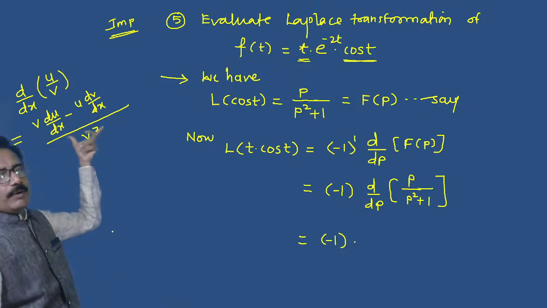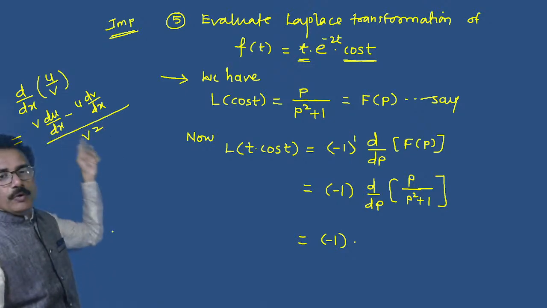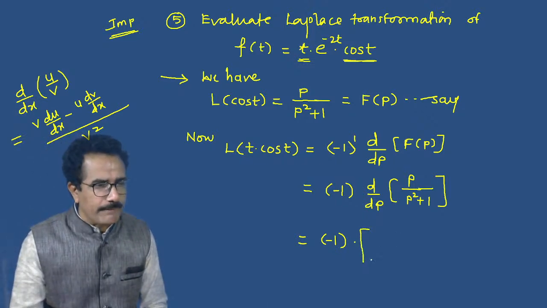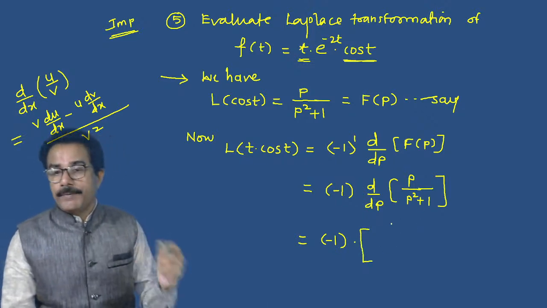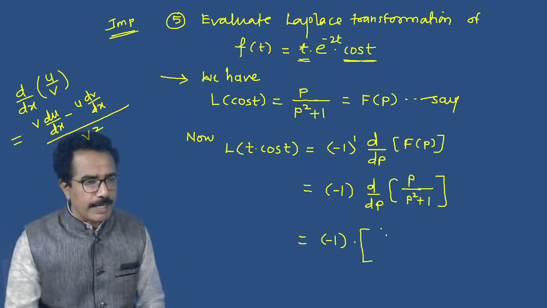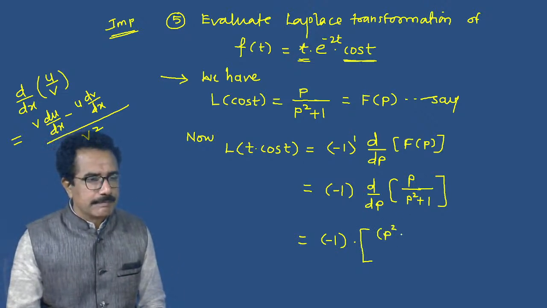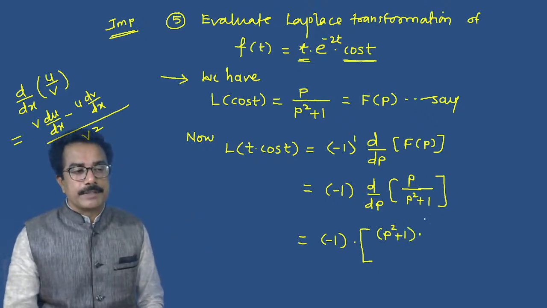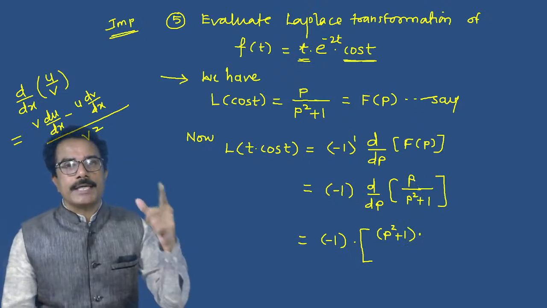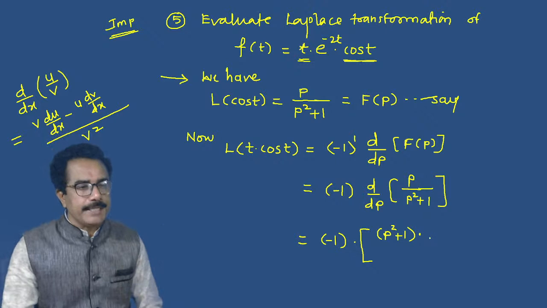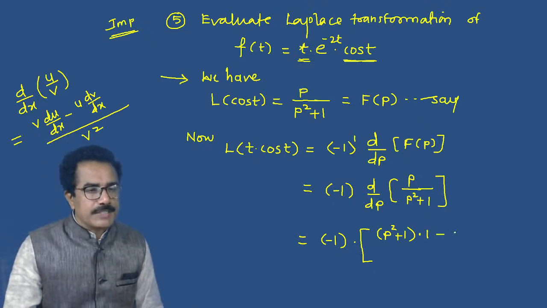Actually, this is the formula for u by v. Here in this case, we have to use the formula for u by v. Second as it is. V means second as it is. Second as it is means which term? P square plus 1, into derivative of first. Derivative of first means numerator. Derivative of numerator means derivative of p with respect to t is 1, minus first as it is, again p.